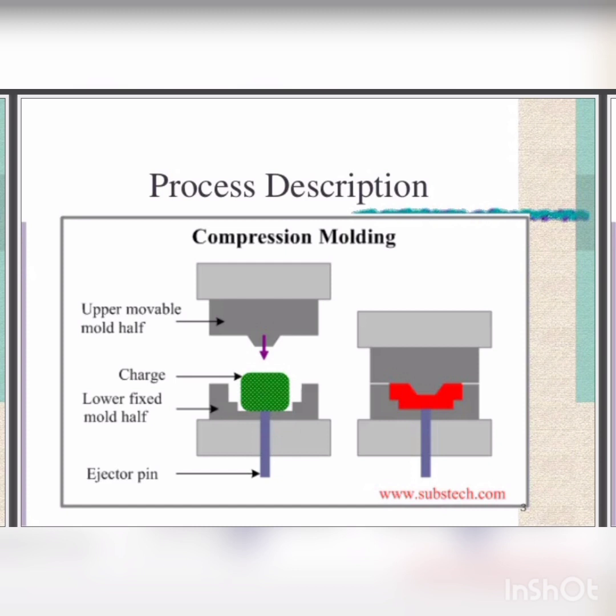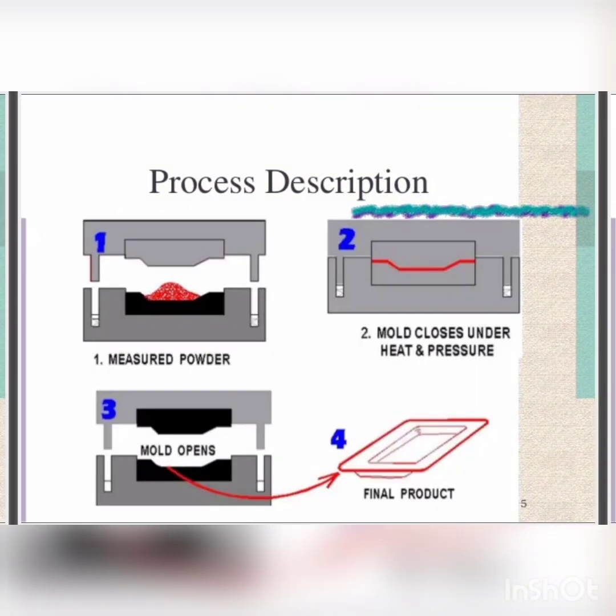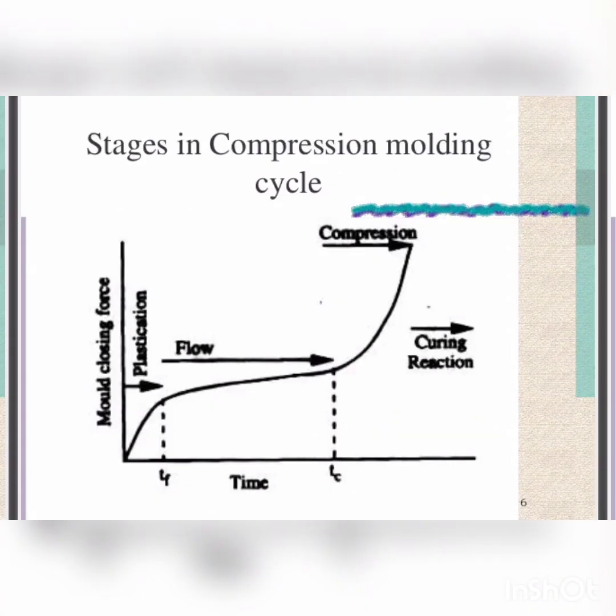So this is a figure regarding the process description of compression molding. Charge is placed in the cavity of a matched mold in the open position. The mold is enclosed by bringing the two halves together. Pressure is exerted to squeeze the resin so that it fills the mold cavity while under pressure. Measured powder, mold closure under heat and pressure, final product. So this is the diagrammatical process description, and this is the graphical description of compression molding.